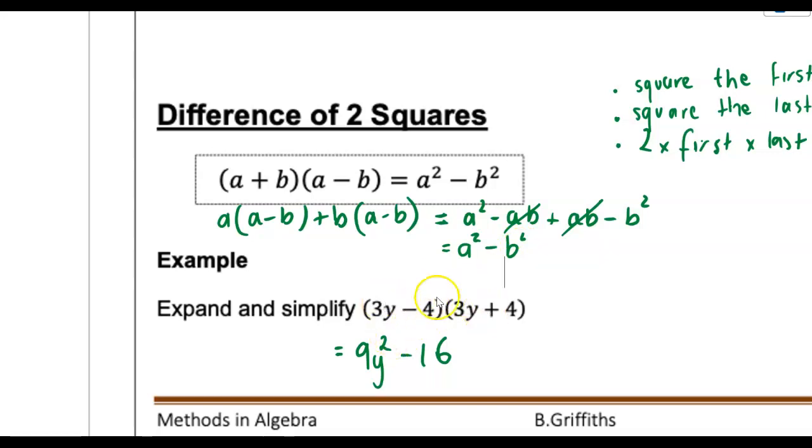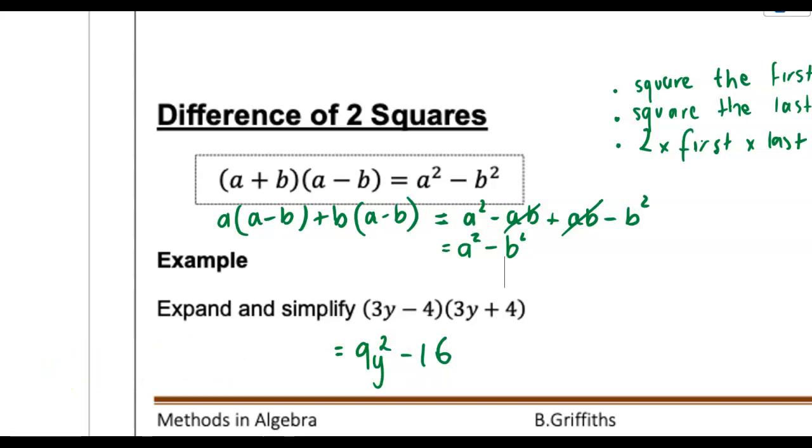So have a look at the first example down here. In each bracket I've got 3y, in each bracket I've got 4. One I've got a plus, one I've got a minus. So what I can do is square the first term, 9y squared, square the last term, which is 16, and pop a minus in the middle. So when they're in this format, I can write them as the difference of two squares. So we can go backwards and write it the other way, but we'll have a look at that next lesson a little bit more.